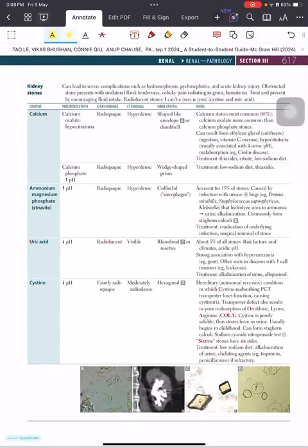Okay, so next is kidney stones. Kidney stones is actually pretty simple. It's just a lot of learning, so you don't need to worry about that. But you know how the patient will be presenting: if there's an obstructed stone, there will be unilateral flank tenderness, colicky pain radiating to the groin, and then there can be hematuria, right?